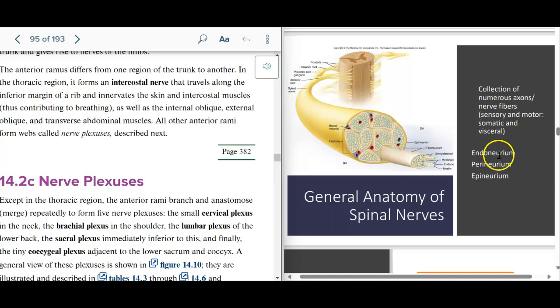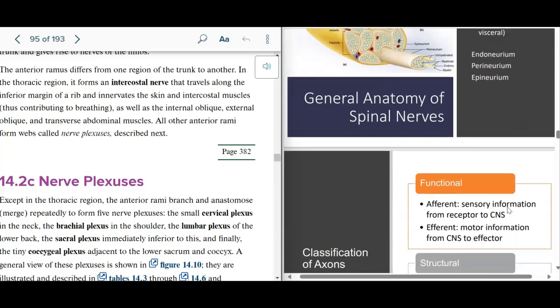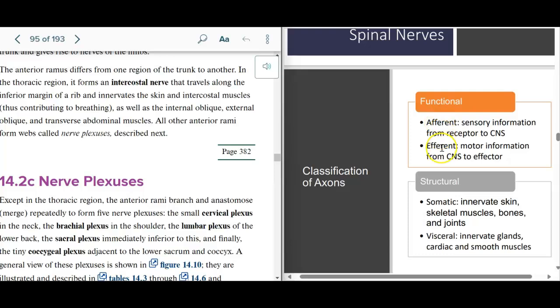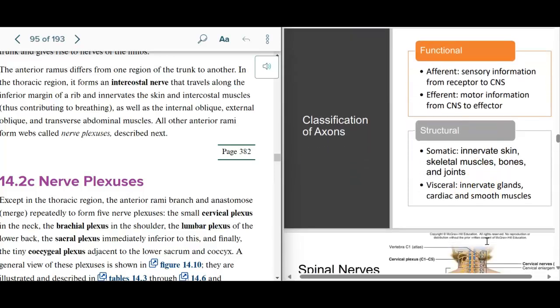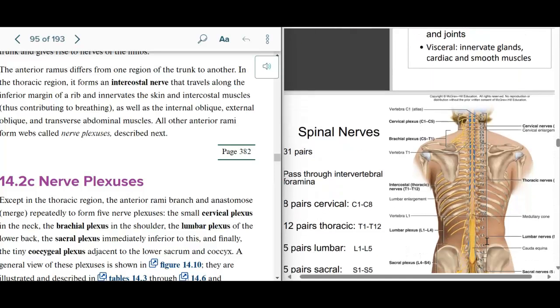Okay, so we talked earlier about how there's the endoneurium, which is right around the individual nerve fibers. Perineurium is around a bundle, and epineurium is around the large bundle. We talked about how there's afferent and efferent. Somatic is going to go to skin, skeletal muscles, bones, and joints. Visceral is going to go to glands, the heart, and smooth muscle.